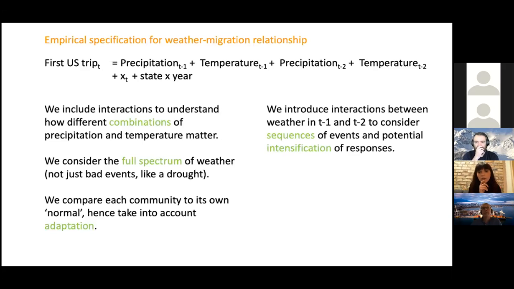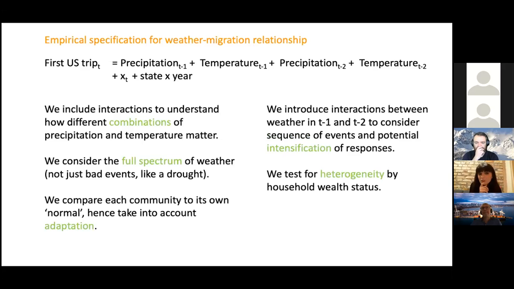And then we introduced interactions between weather events in the previous time versus 2 years ago, because we think sequences of weather might matter. Having 2 bad years in sequence might intensify the effect of weather. Having 1 good and 1 bad might alleviate the situation. So we want to be able to model these things and see how exactly things work. And then we test for heterogeneity by household wealth status.